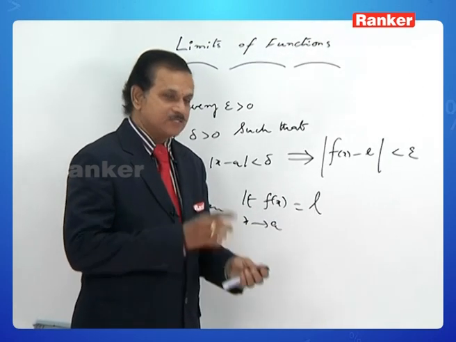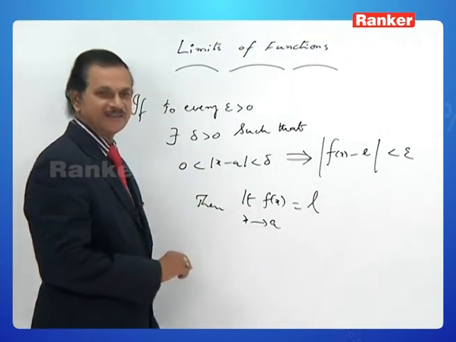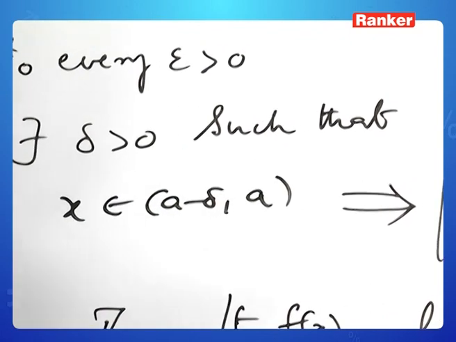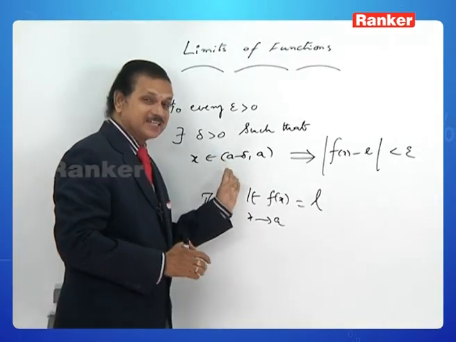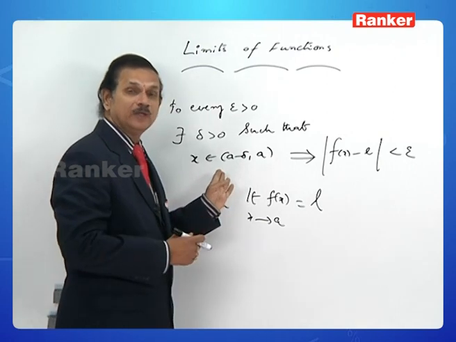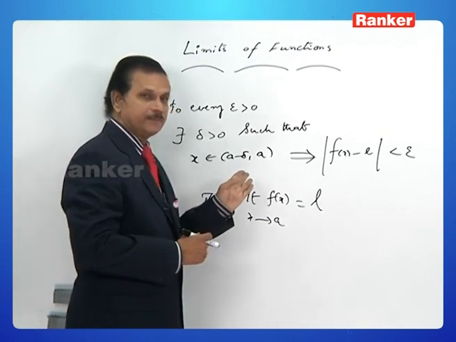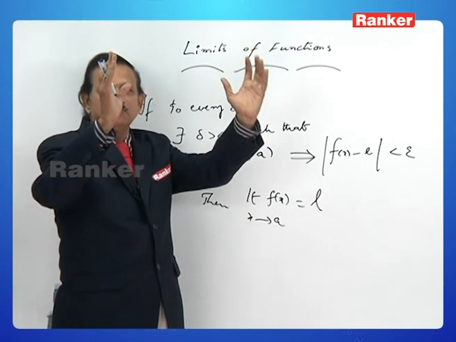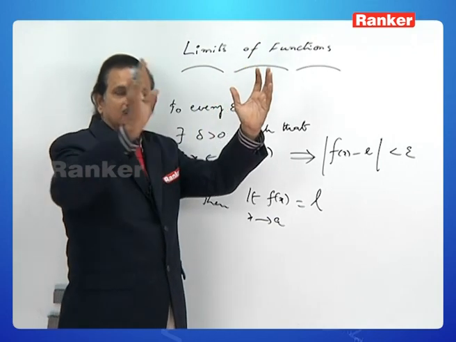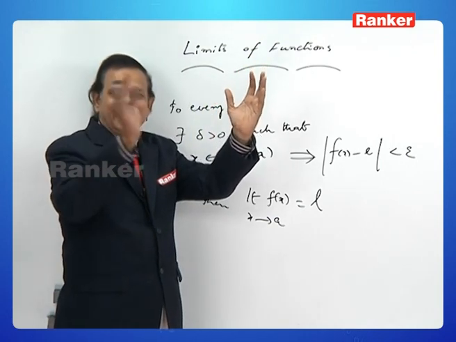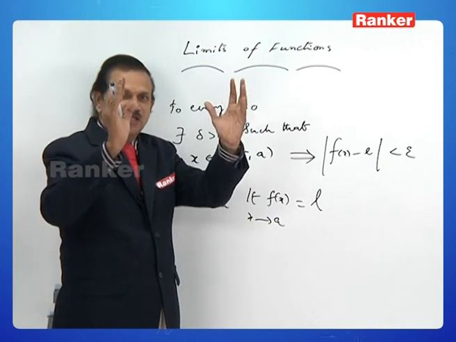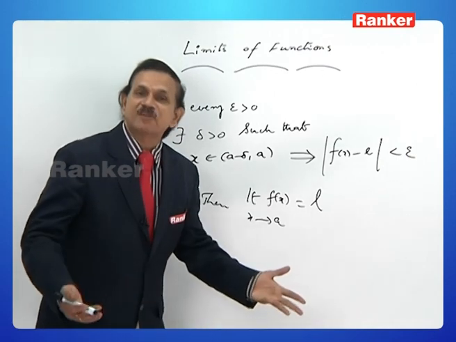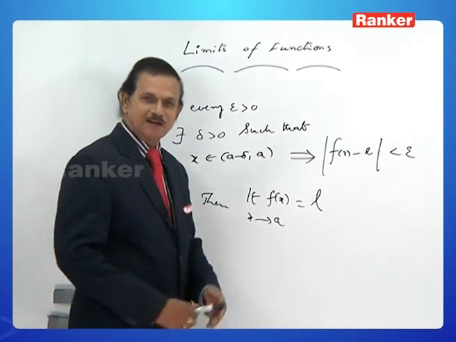Now, let me change very small items here. x belongs to a minus delta to a implies... What is the actual picture that we can view from this sentence? x belongs to a minus delta to a. You can visualize it in your mind itself. A minus delta, this portion is the region behind A, or the region to the left of A, and x is supposed to lie in that region. It does mean that x tends to A from left.